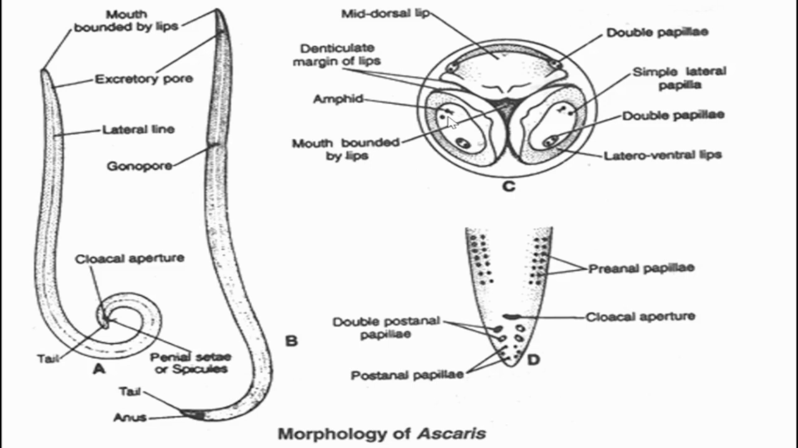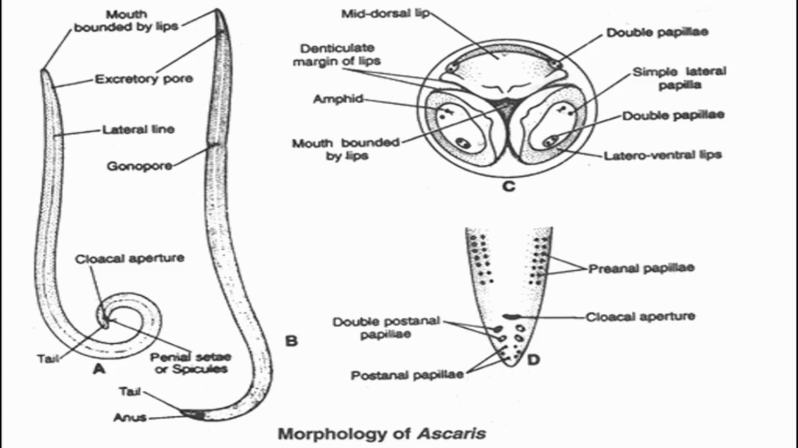On the outer surface of each lip's base, outgrowths called papillae are present. And in addition to that, special papillae called amphids are also present. They are chemoreceptive in function. Where are the amphids? Amphids are here. They are also additional papillae, and their function is chemoreception. And just behind the mouth, on its ventral side, the excretory pore is present.